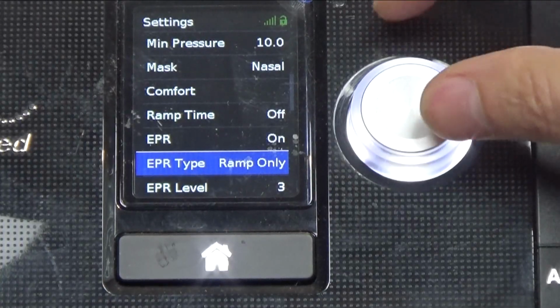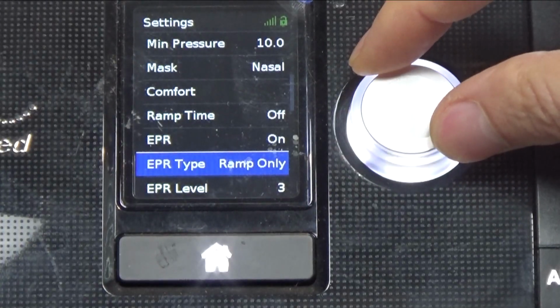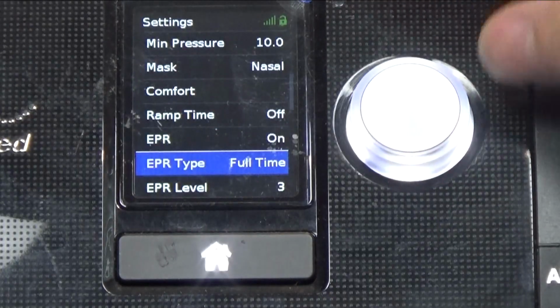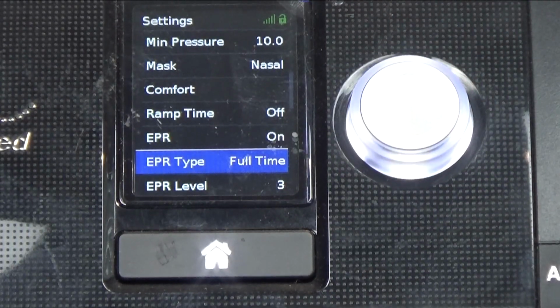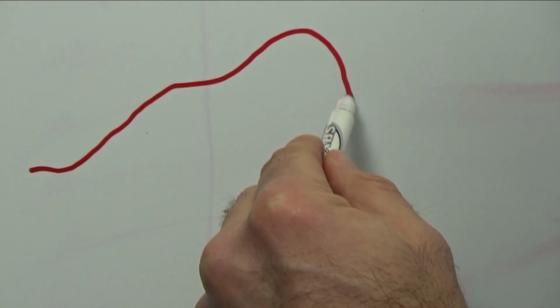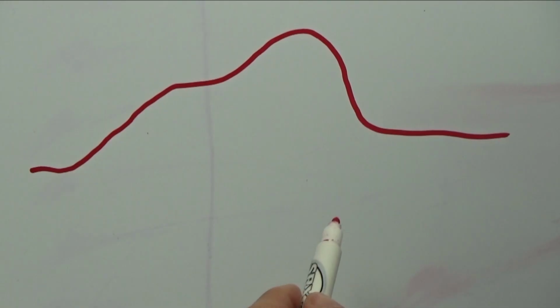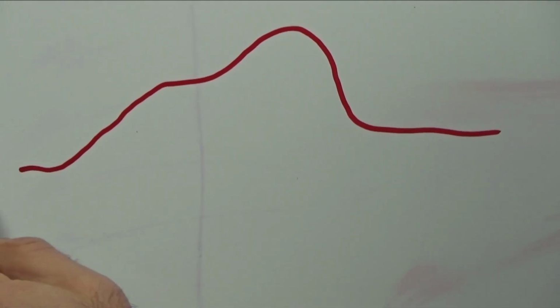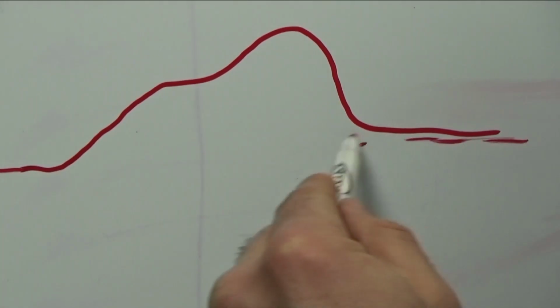That's kind of a cool tool if you decide you want to use the ramp. Otherwise, I would definitely highly recommend not using the EPR, but you can also set it for full time. Now, there's a lot of people that swear by the EPR. Let me tell you what it does and why I don't like it. We're breathing in, kind of flattens, and you get that little peak, and then it drops again. That would be a typical breath. This is the baseline of our breath.